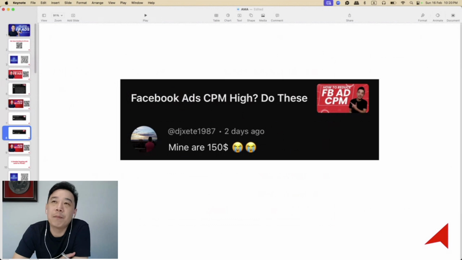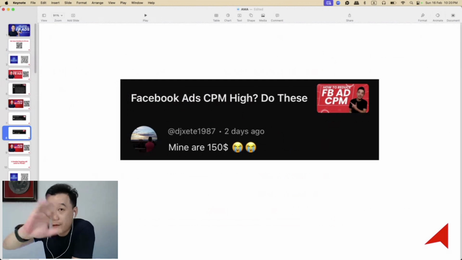Everything can actually be analyzed and understood from our campaign performance, to know which are the possible reasons why your CPM is high. That's why you should not keep restarting the campaign just because the CPM is high. We need to find out why the CPM is high so that we can make the right decision. So those are the few angles that I shared with you.